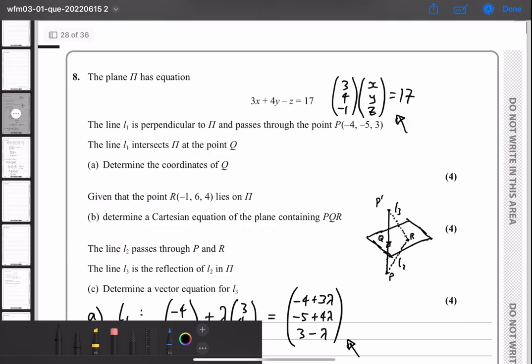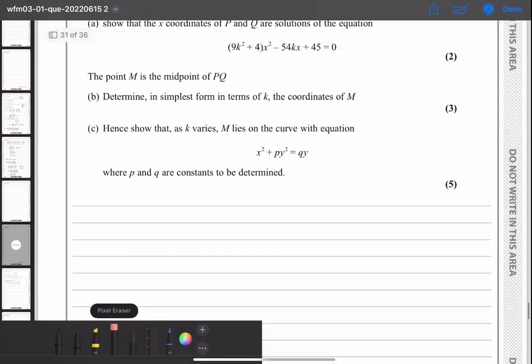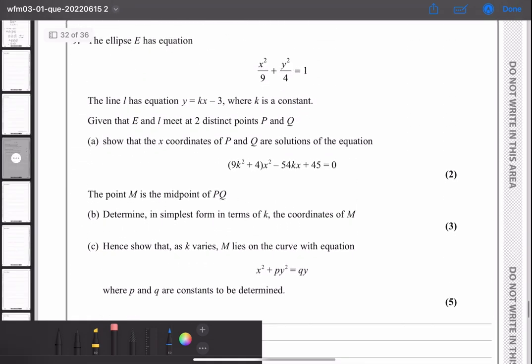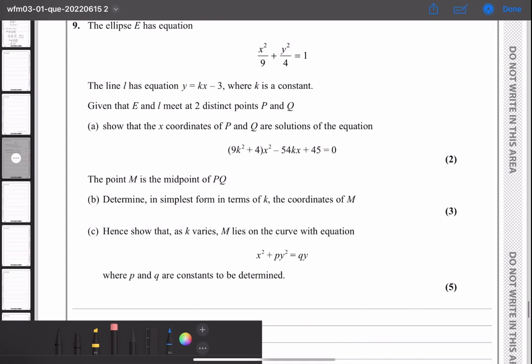Yes. On to question number 9, which I think might be the last one. The ellipse E has equation this, given L has equation this, where K is a constant, and E and L meet at two distinct points P and Q. Show that the x-coordinates of P and Q are solutions of this equation. Okay, so we're just finding where they meet.